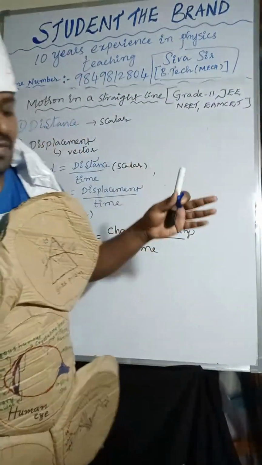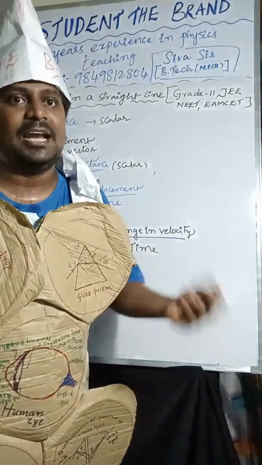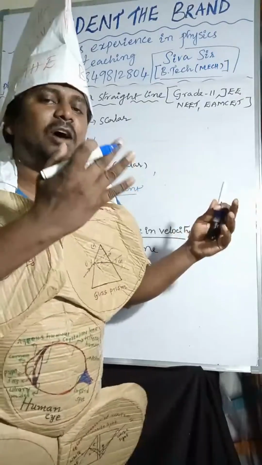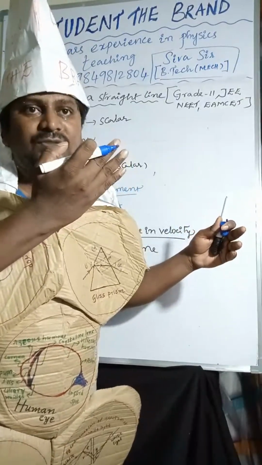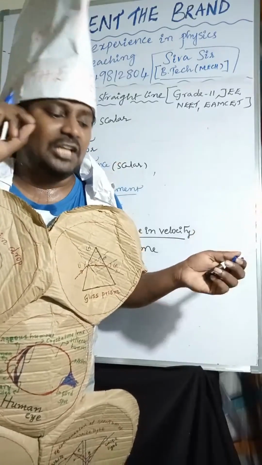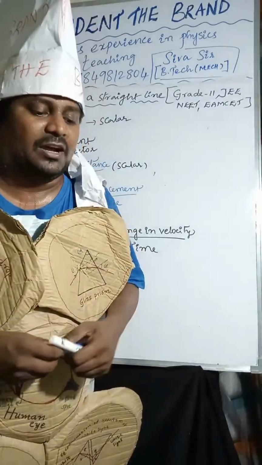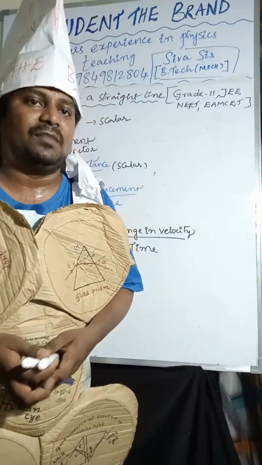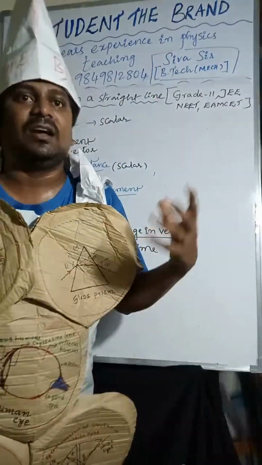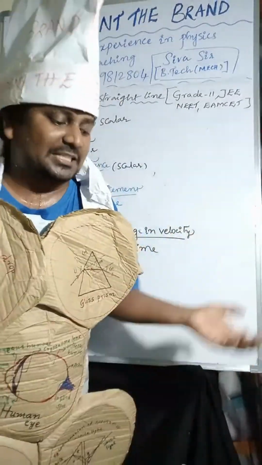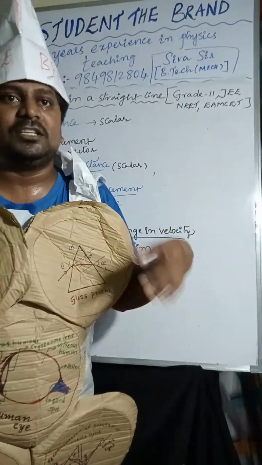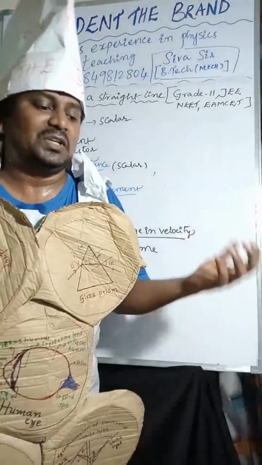Instantaneous speed means the speed at a particular instant. So you can see, if you are standing here, suddenly the object goes like this, with a very high speed. At that particular instant, what is the speed of the object? That is called instantaneous speed. Even for velocity, what is the velocity of an object at a particular instant is called instantaneous velocity.